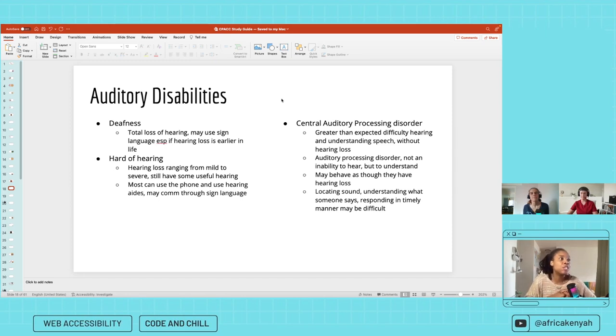Then we have central auditory processing disorder. This is what I have. It's when you have a greater than expected difficulty hearing and understanding speech without hearing loss. Auditory processing disorder is not an inability to hear, but to understand. I thought that was really interesting because at some point I thought I was losing my hearing. Then I did testing and we realized it wasn't that I couldn't hear people, it's that I wasn't processing what was being said, especially if there were a lot of crowds around.